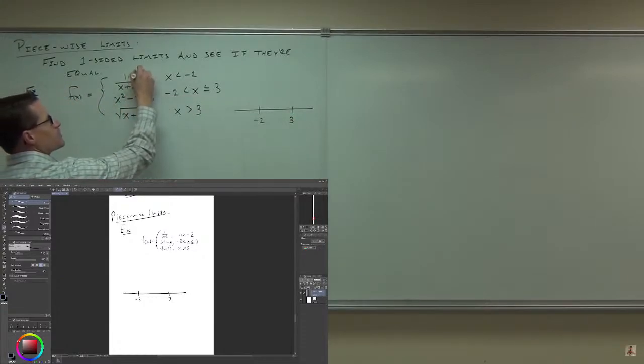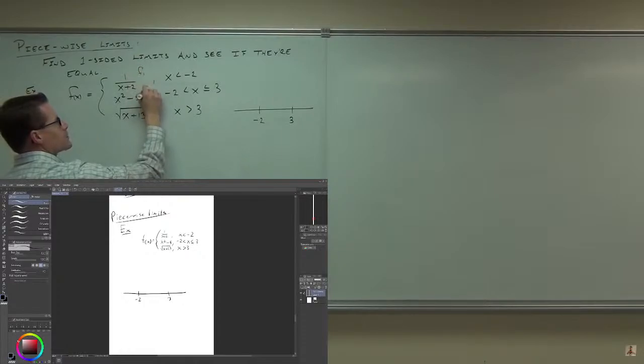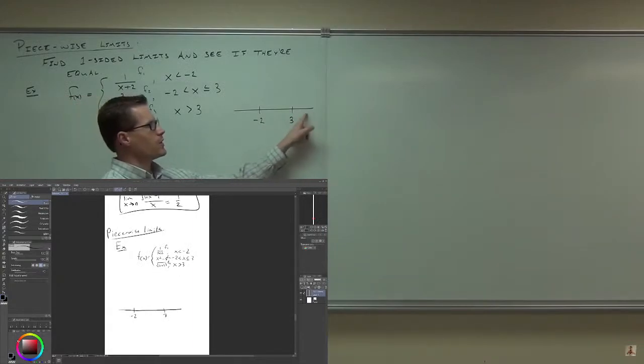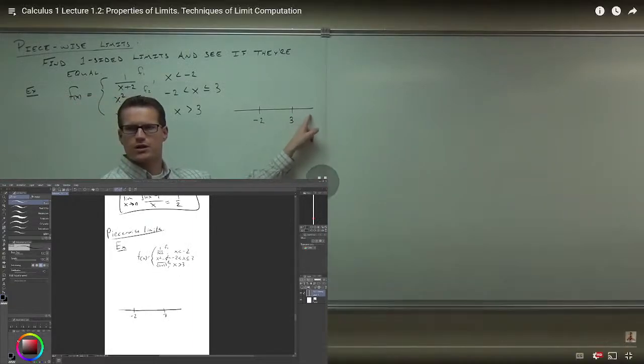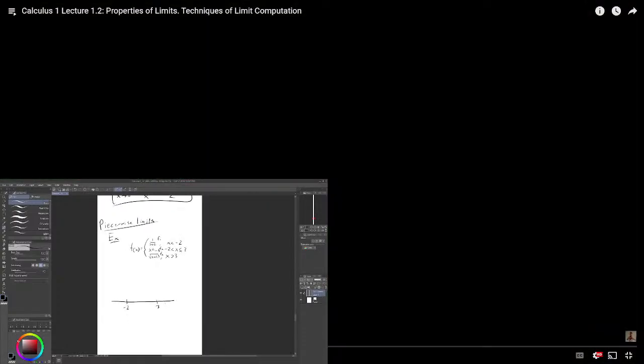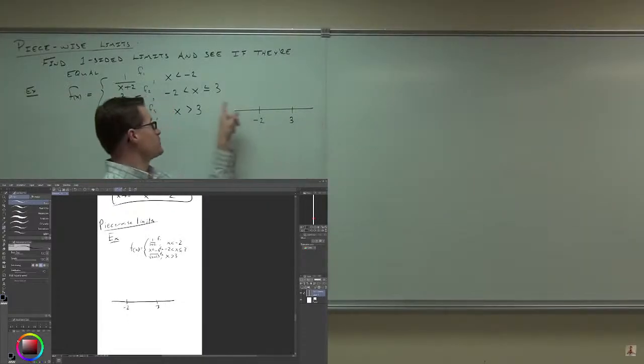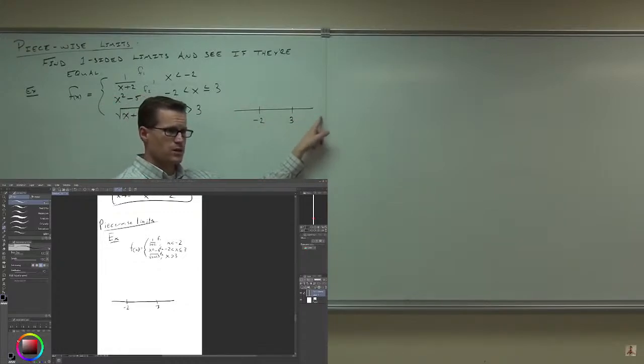Let's call this one function 1 and function 2 and function 3. Can you tell me what function is in this range over here? What function takes over for this interval? Function 3, because it says for any x's bigger than 3, I'm now function 3. Does that make sense to you?